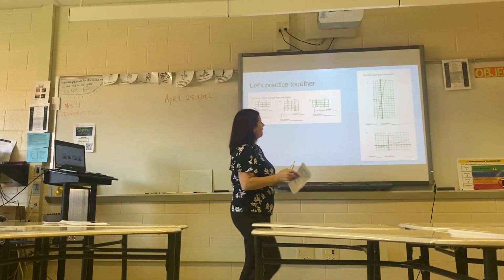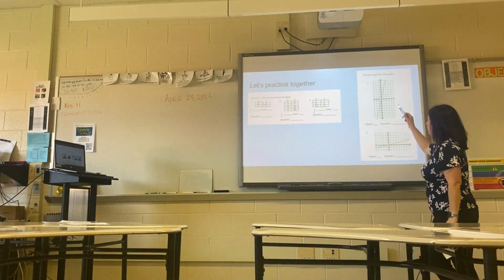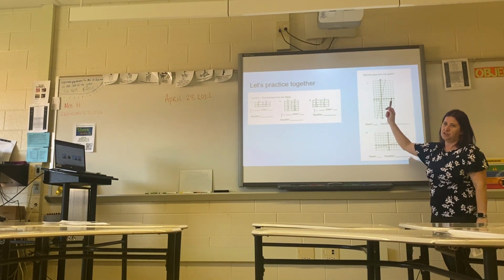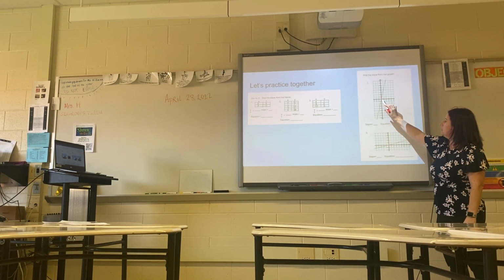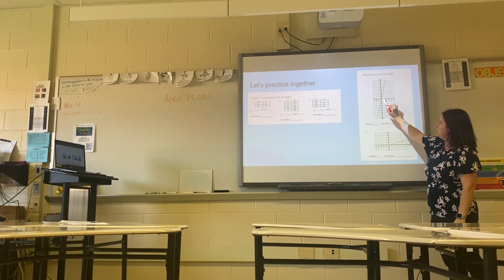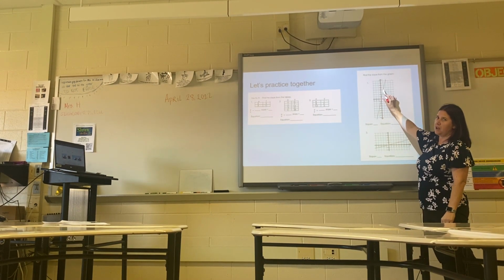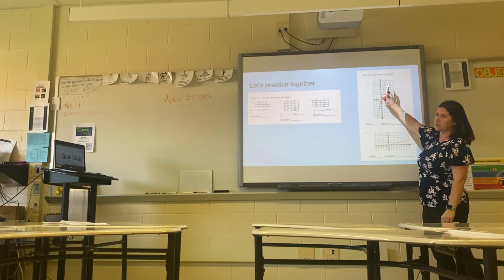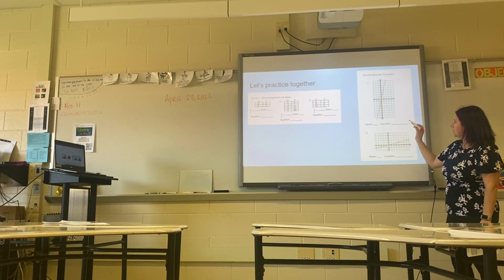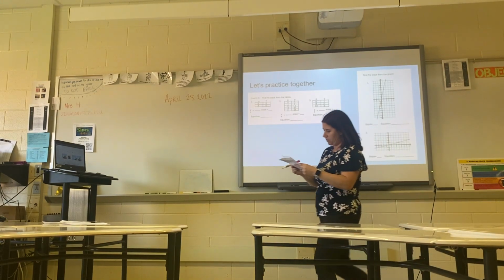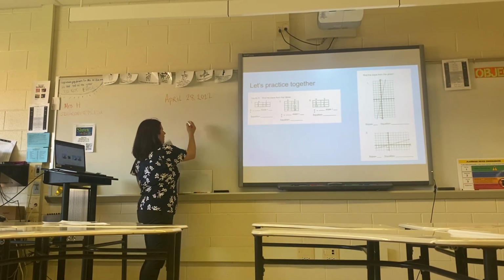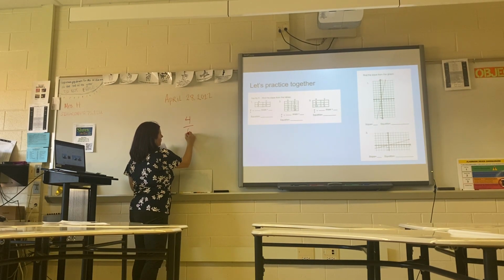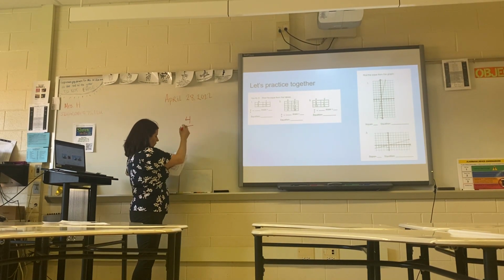Now we have some graphs, and we are going to find the slope from the graph. We're always going to start at the origin, the 0, 0, and find the vertical change, and then we're going to go over to the horizontal change. So who can count and tell me what that is? Yeah, 4 over 1. So the slope is 4 over 1.